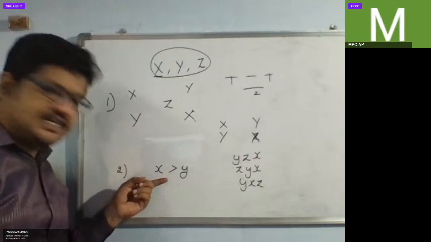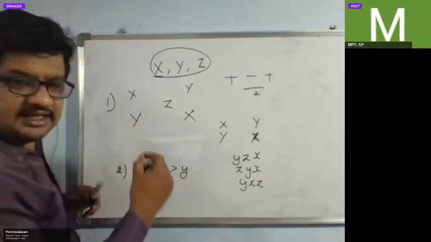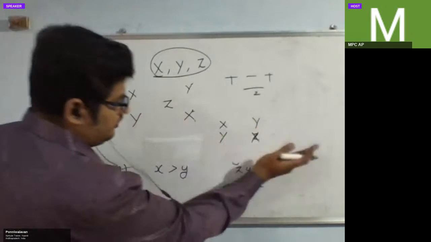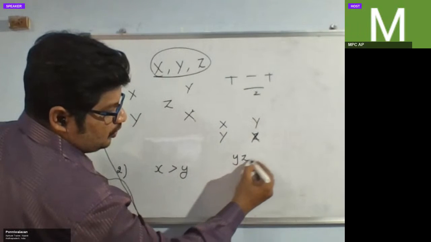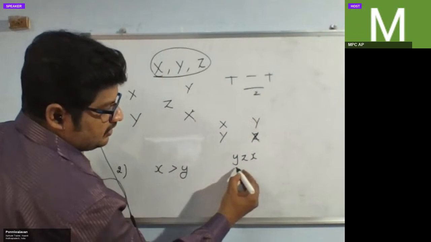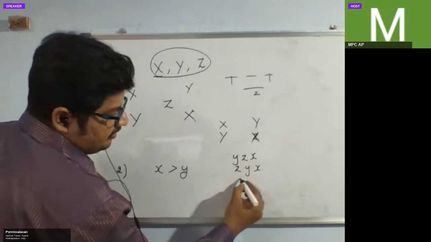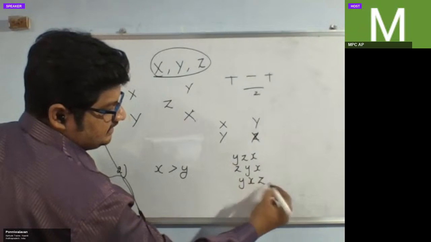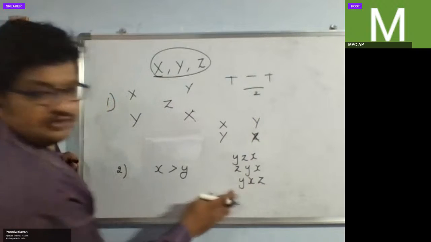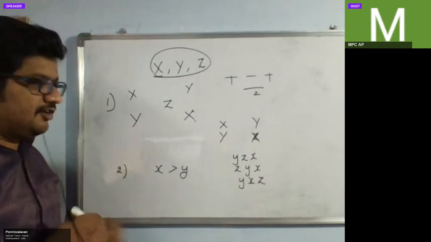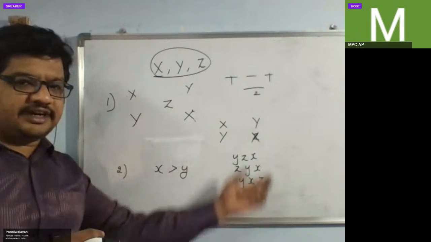From only this statement I am telling, X is greater than Y. Yes, X is greater than Y. YZX is possible, ZYX is possible, YXZ or YZX is possible. So all three things are possible. From this, are you able to tell which is greater?